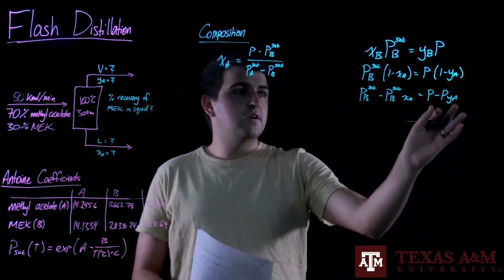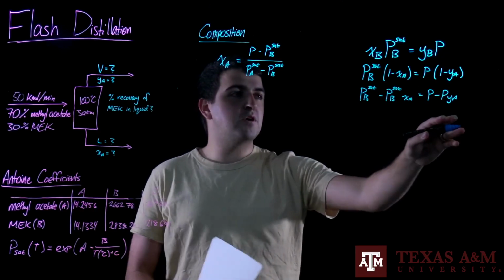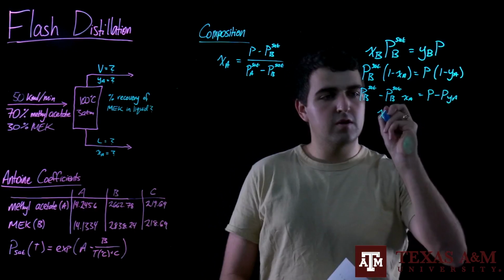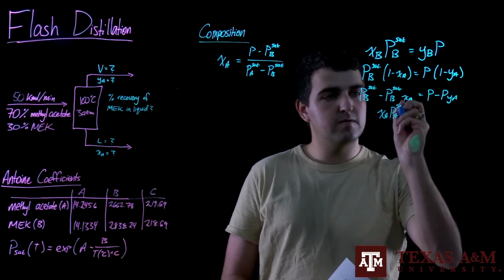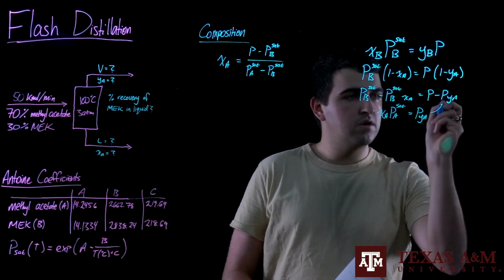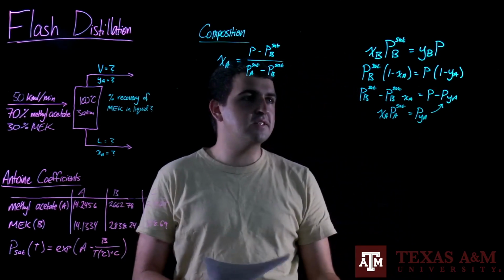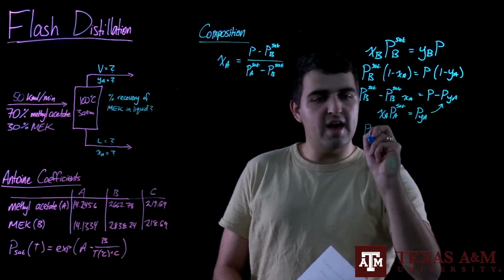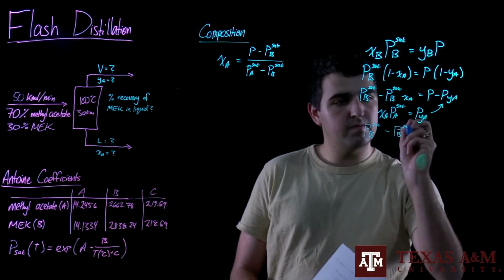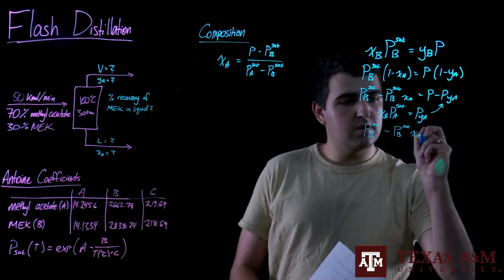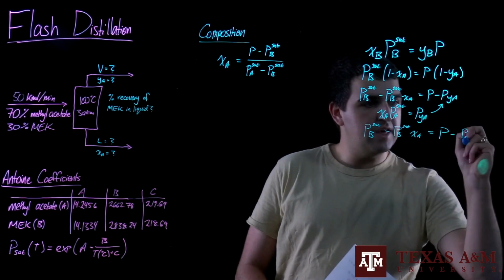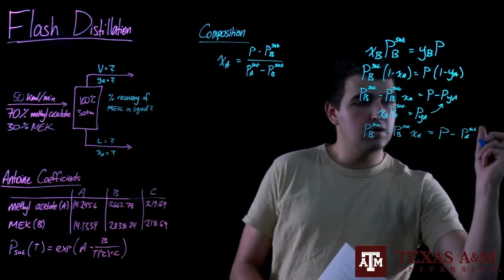PYA. This should look familiar as the right-hand side of our Raoult's law for our A species, where we have XA PA sat equals PYA. So we're going to go ahead and replace that there to get rid of our YA. We have PB sat minus PB sat XA equals PA sat XA.